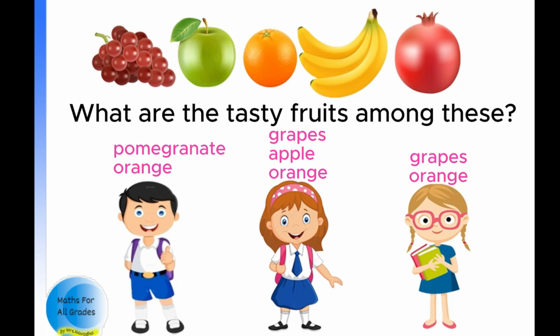It's because the word tasty cannot be defined. So this tasty fruit is not a well-defined expression. Therefore, this is not a set. By the way, what do you think the tasty fruits are? Is it grapes, apple, orange, or all of them? Just comment down below and see how many different answers there are.